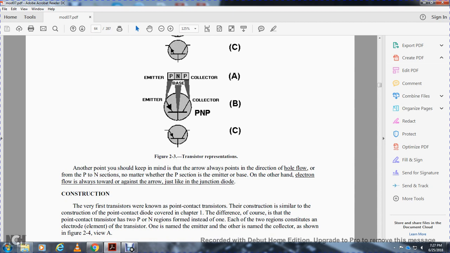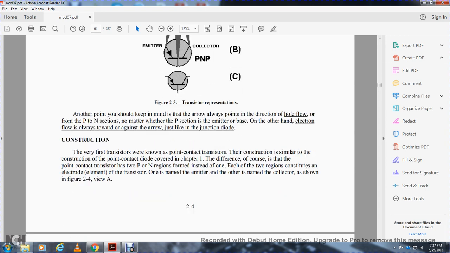Another point you should keep in mind is that the arrows always point in the direction of the hole flow, or toward the N section, no matter whether the P is the emitter or the base. On the other hand, electron flow is always against the arrow, just like in a junction diode.